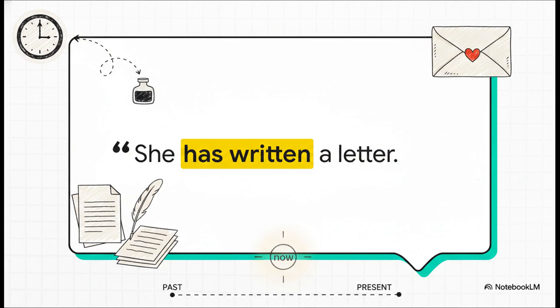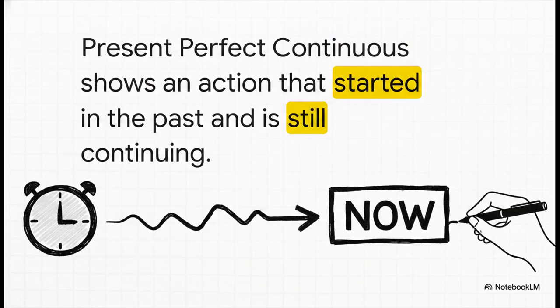It's so cool. So what if she started writing an hour ago and she's still at it? That's exactly where this tense comes in handy. She has been writing a letter. This shows us that the action started in the past, and it's continuing right up to this very second. You can almost feel the duration, how long she's been working on it.